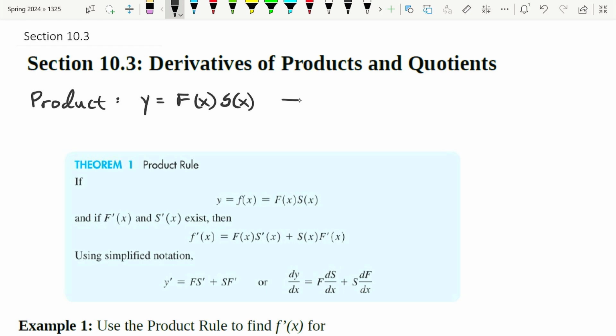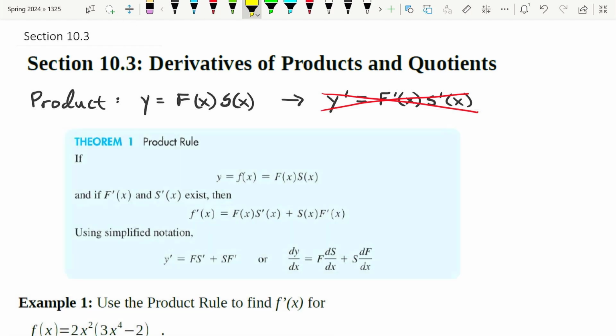We might hope that taking the derivative of a product would mean just taking the derivative of each of the factors in the product. But it turns out that's not the case. So y prime would not be equal to f prime times s prime. That just doesn't work. Instead, we have what's referred to as the product rule. And the product rule says you would do f times s prime plus s times f prime.